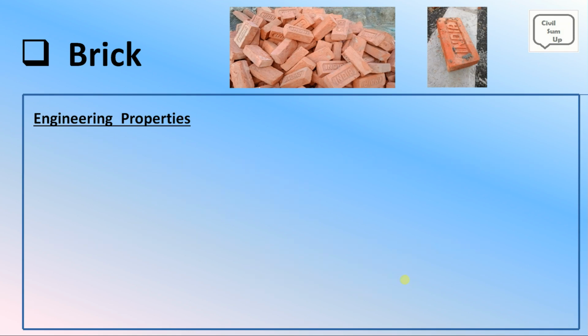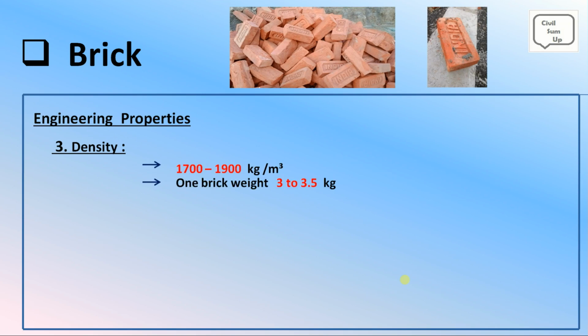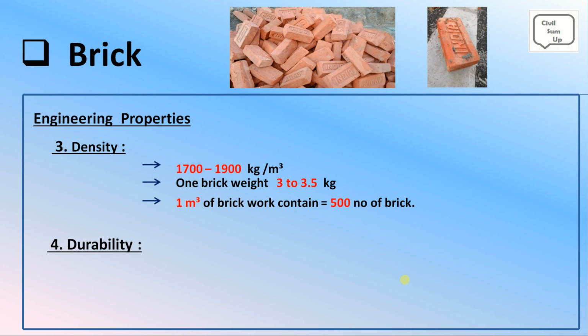Now, the third engineering property is density. Basically, the density of good bricks varies from 1700 to 1900 kg per meter cube, and one brick weighs around 3 to 3.5 kg, and 1 meter cube of brick wall contains 500 bricks. So this line is most important. Most competitive exams also ask this question: how many bricks are required for 1 meter cube of brick wall? The answer is 500 bricks.